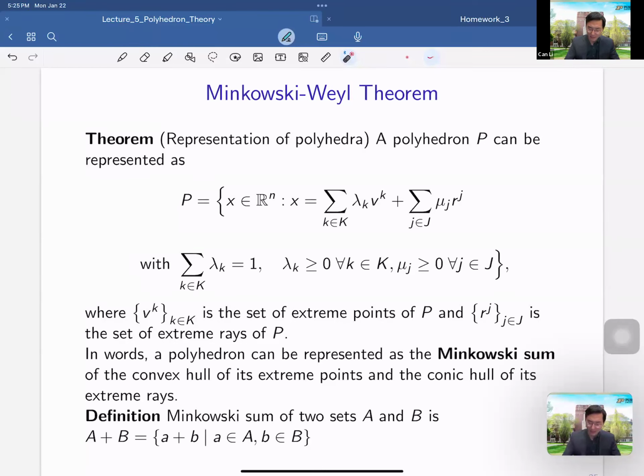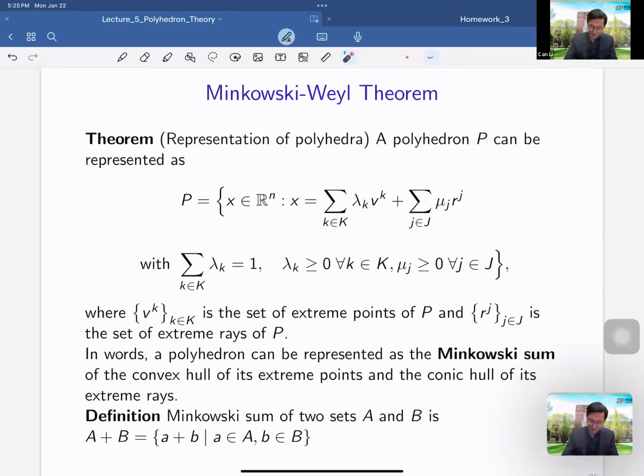So it says that for any polyhedron P, it can be expressed as the following. Okay, so we first define the set Vk. Vk is a set of extreme points of P. And we also define some vectors Rj. Rj is a set of extreme rays of P. We already talked about how to calculate the extreme points and the extreme rays.